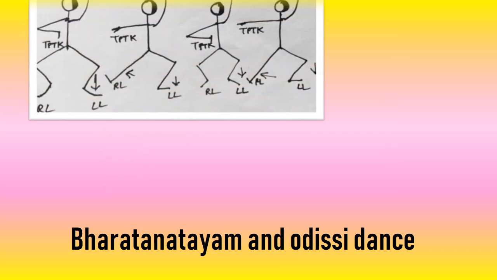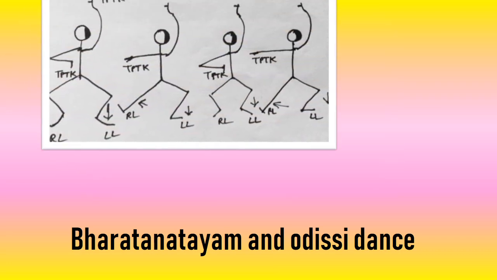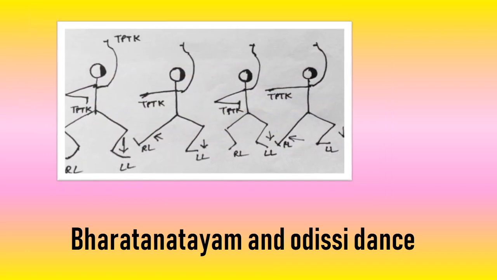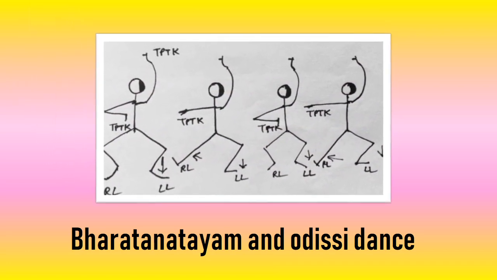Children, look at these pictures' arms. They look like standing and sleeping lines. Several classical dance forms such as Bharatanatyam and Odissi use geometrical movements. Children, you can see different lines in these dance forms.